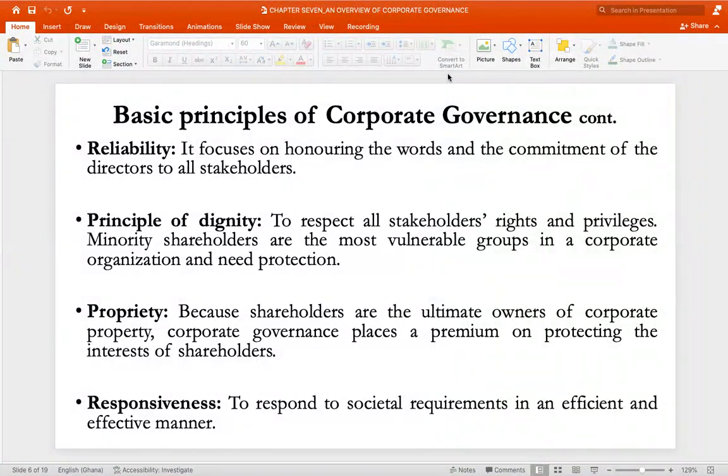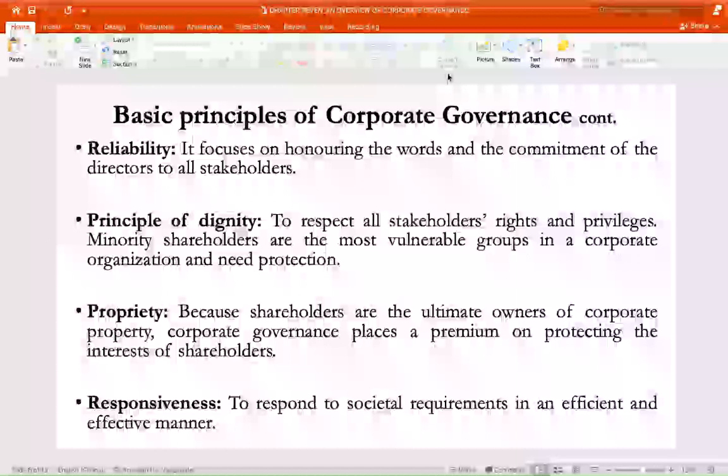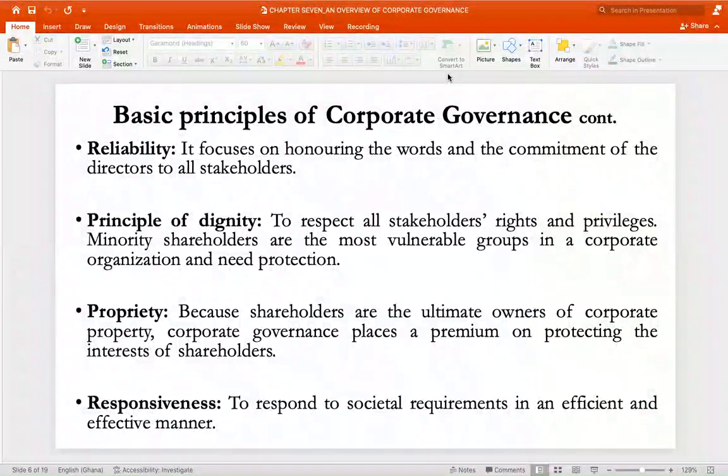At the end of the day, the resources or the assets of the company actually belong to shareholders. So shareholders are the ultimate owners of corporate property. Corporate governance places a premium on protecting the interest of shareholders. So that's the whole idea of corporate governance. It will help in addressing the interests of all other stakeholders, but at the heart of it is the protection of the interests of shareholders.